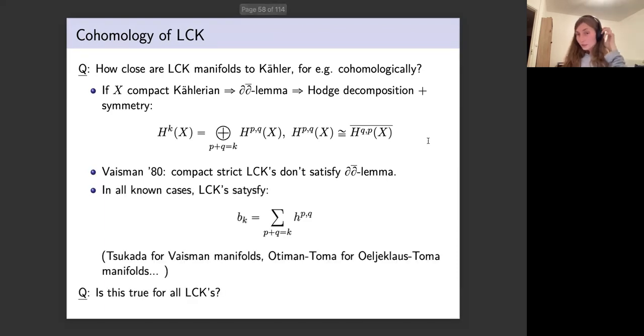But we still know, from all the examples that we know, that the Crowley has spectral sequence degenerate at first page. So this is true again for all the Weissman manifolds, for things which are deformations of Weissman. And it is also true by case on the examples that we know. So it's true on complex surfaces just because they're complex surfaces, and also on Early-Clauss-Thoma manifolds, which is another class of LCK manifolds.